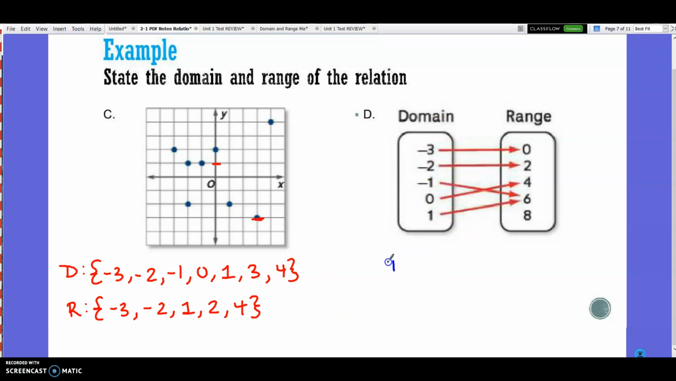Domain here is going to be -3, -2, -1, 0, and 1. And then the range, 0, 2, 4, 6, and 8.